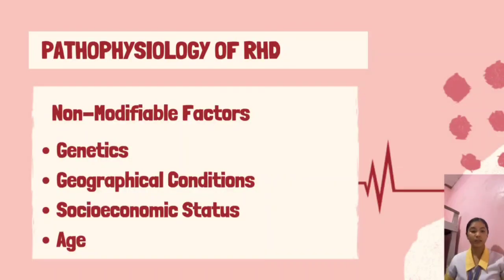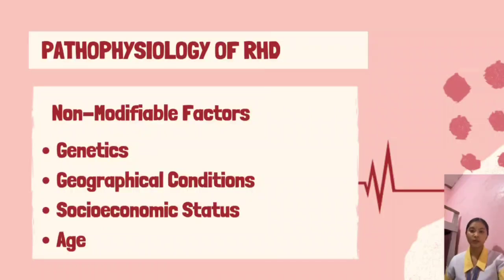Let us now proceed to the pathophysiology of rheumatic heart disease. So here are the non-modifiable factors in RHD. First, we have genetics, geographical conditions. Another one is socioeconomic status. And lastly, age.